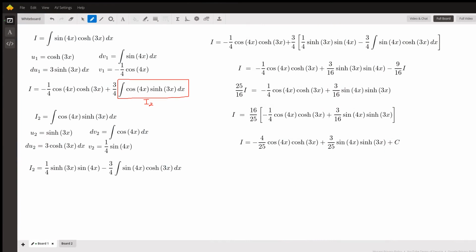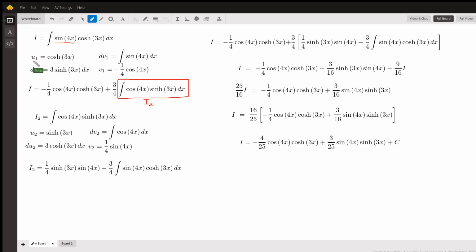Okay, I sort of actually already answered this question once before, but I misinterpreted this factor of the integrand as hyperbolic sine of 4x. So I answered the wrong question. So here, let's give it another shot. We're going to use integration by parts.